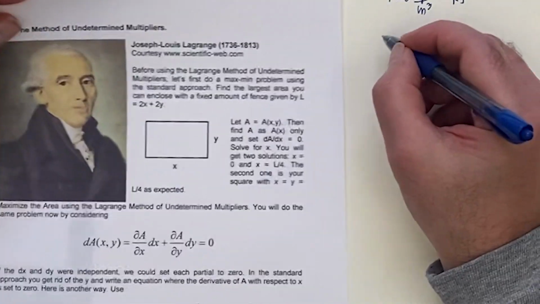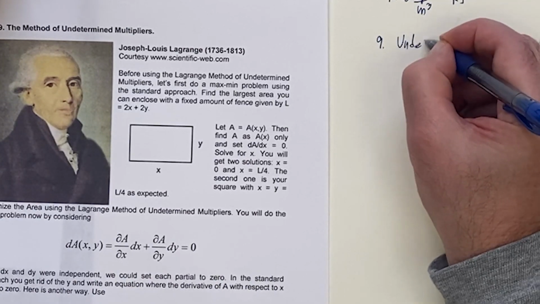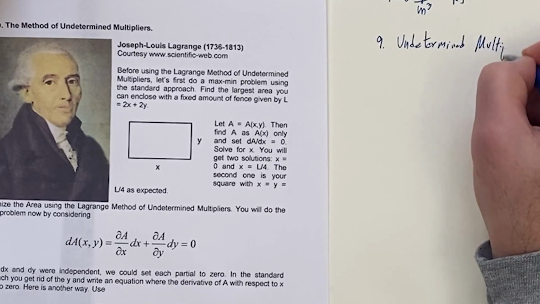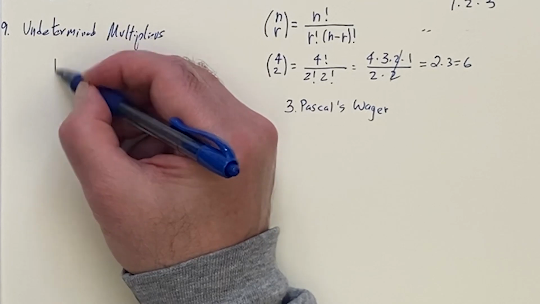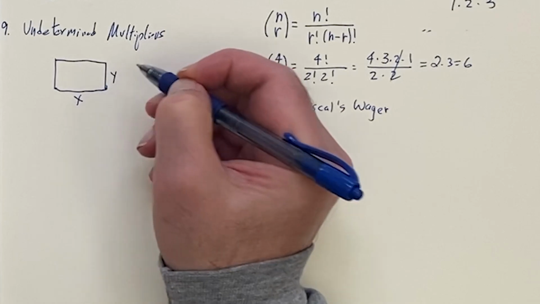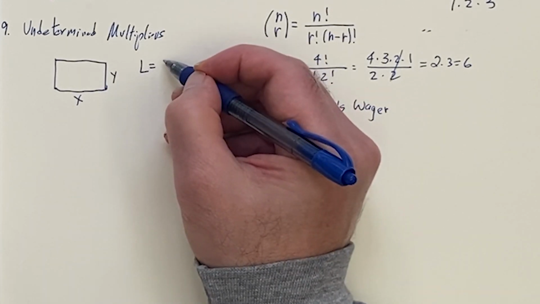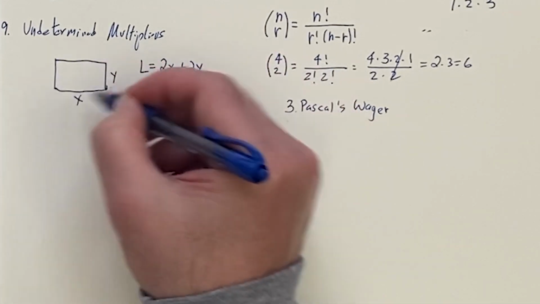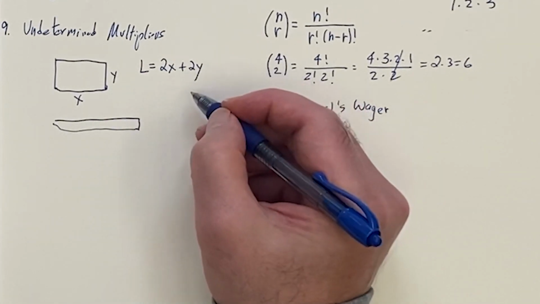Okay, now we go to 9, and 9 is the method of undetermined multipliers. You're probably familiar with the formula where you figure out the best area if you have, say, a constant length for the perimeter. So you have 2x and 2y, and that's your fence. You want to find the maximum area.